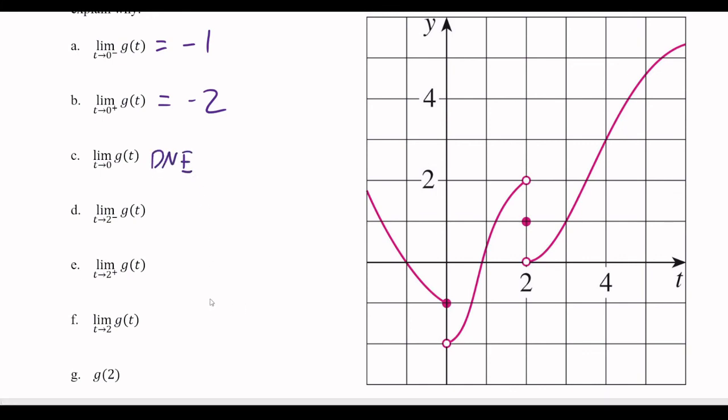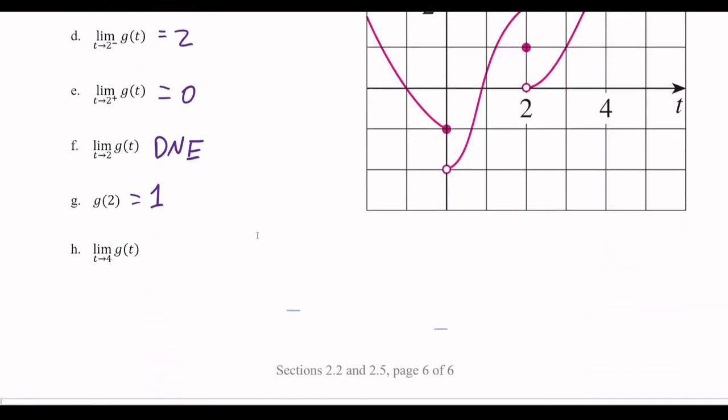I'm going to be a little lazy here and not do the explanation. Same explanation as above. They're not equal. Left and right are not equal. Okay, what about 2? As I go from the left, I'm up at 2. As I go from the right, I'm down at 0. And so this does not exist because these are not equal. G of 2, let's look, is 1. And there you go.